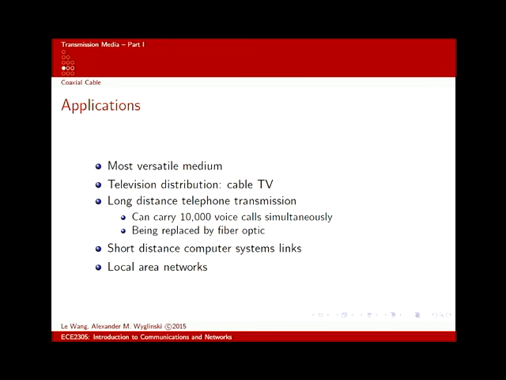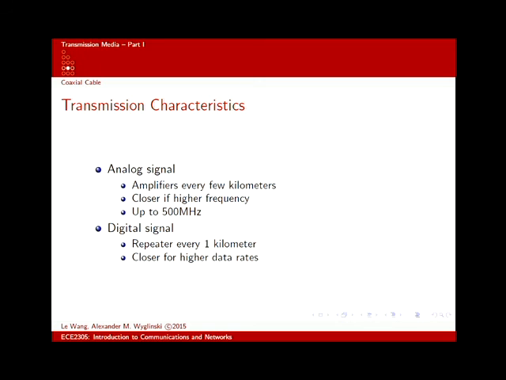And for coax, you have things like cable TV, you have over-the-air TV, you used to have it for computer networks back in the day when I was your age. Am I that old? Yes, I think I just dated myself. It's also used for long-range telephone communications and the like. As for transmission characteristics, you can have both analog and digital signals on coax, and in the case of digital, you need a repeater every kilometer.